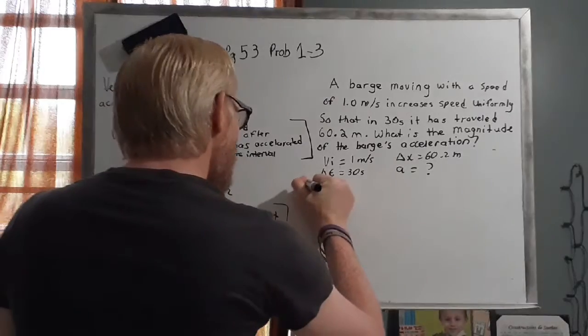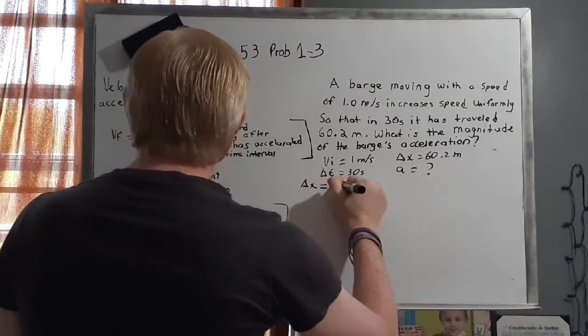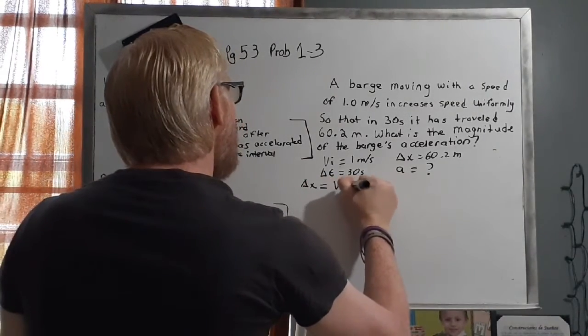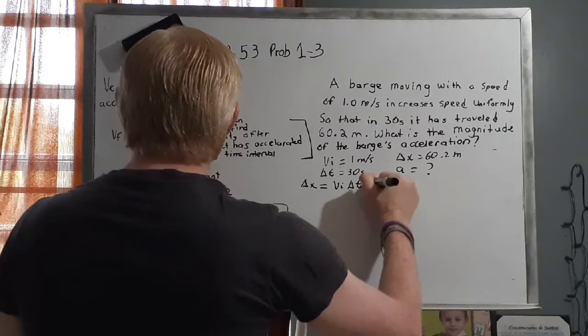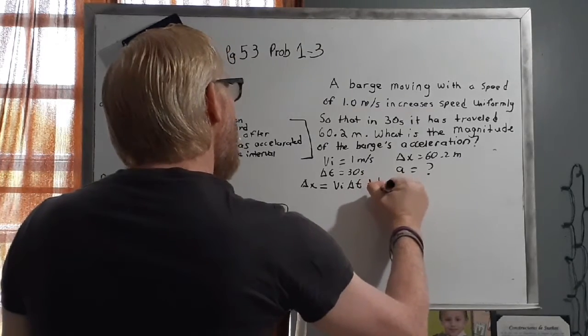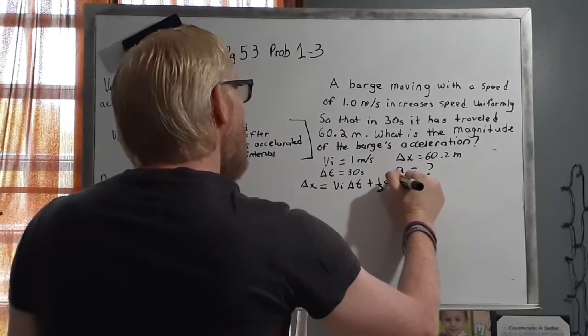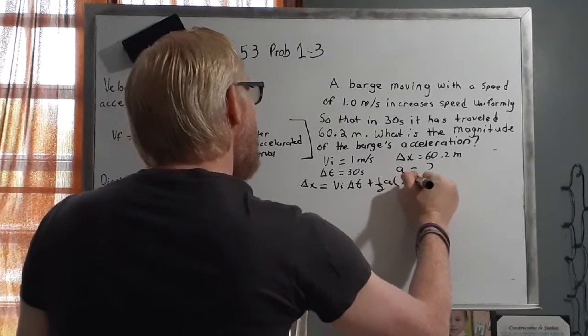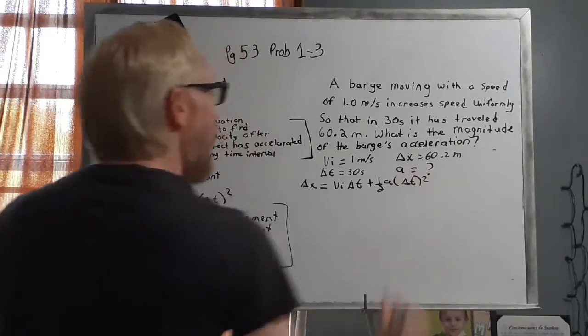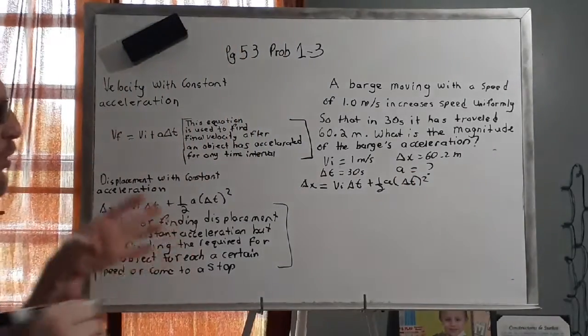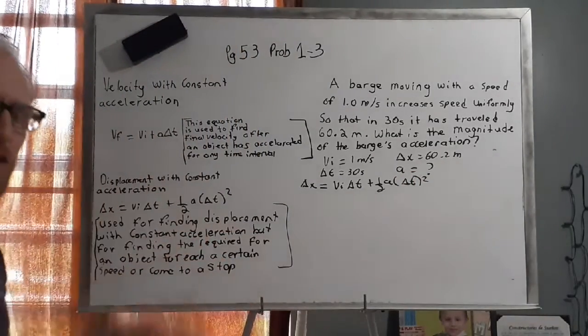Change in x equals the initial velocity multiplied by the change in time plus 1/2 of the acceleration multiplied by the change in time squared. So what we're going to do is just plug in our numbers and solve.